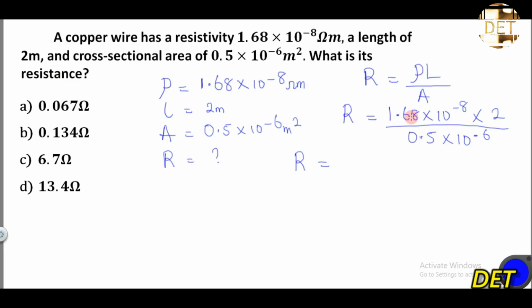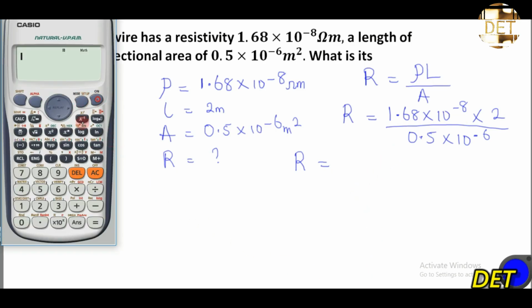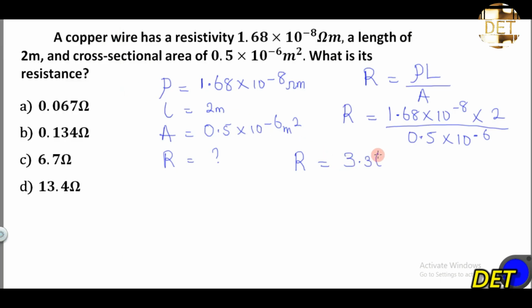I will use this 1.68 to multiply these two, right? That's the next thing I will do. So 1.68 times 2 will be equal to 3.36, right? So that will be 3.36 times 10 raised to the power of minus 8 over 0.5 times 10 raised to the power of minus 6. 1.68 times 2 will give us what? This 3.36, right? Again, how we got this 3.36 is 1.68 times 2, right?